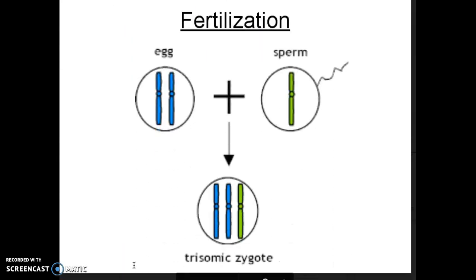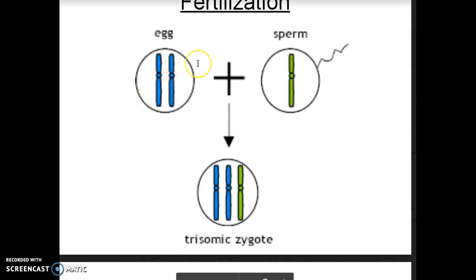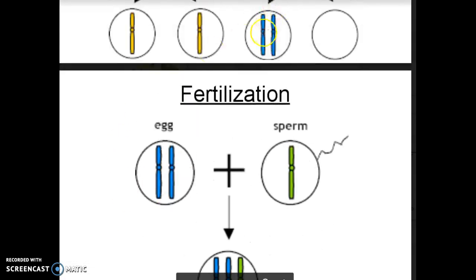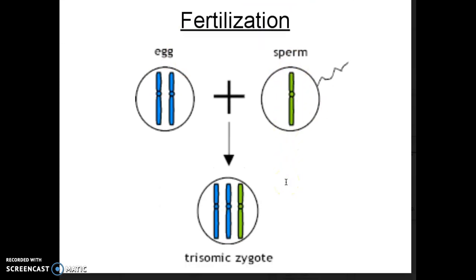So here's a picture to show that. If that is the egg, we have the non-disjunction that occurred. This egg will fertilize with a typical sperm that has one chromosome in it. You're going to get that trisomy, or in this case, what's called a trisomic zygote. Just understand trisomy as being the more common term that they identify.